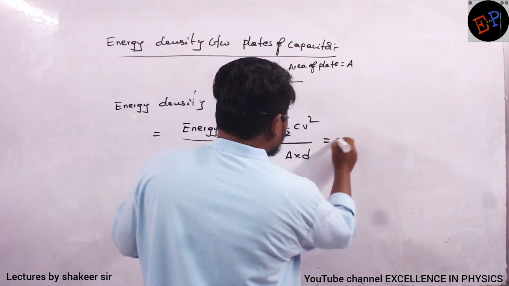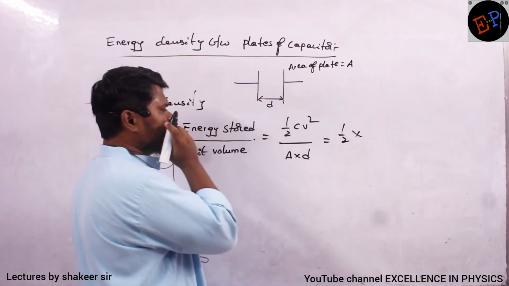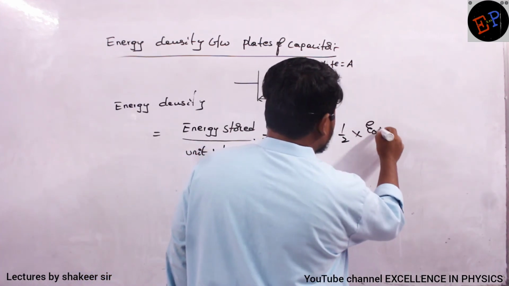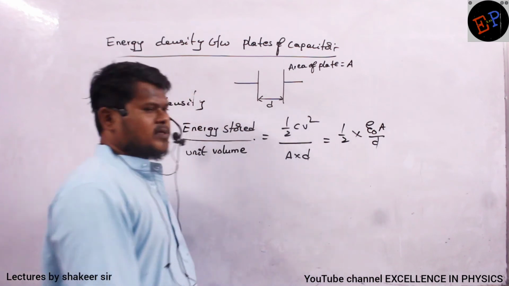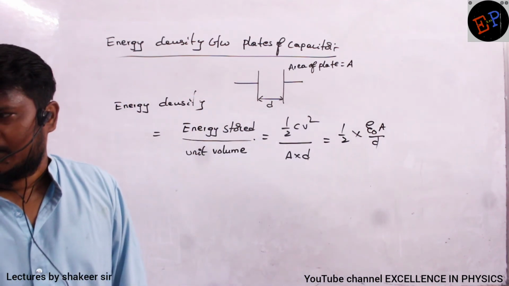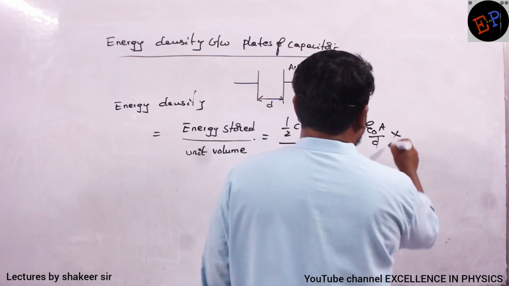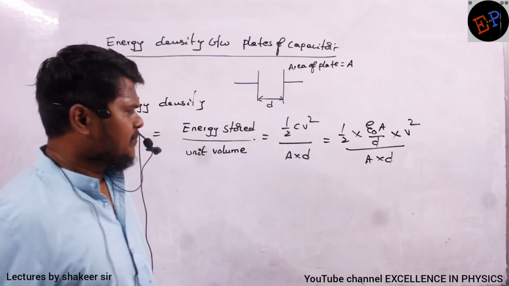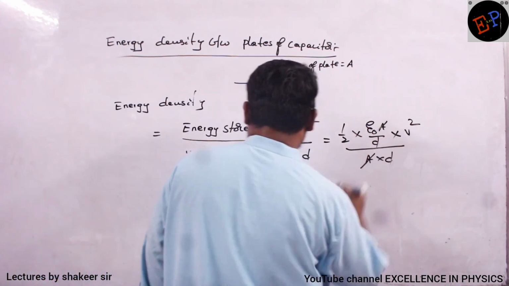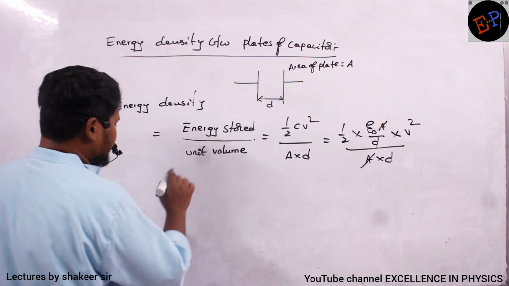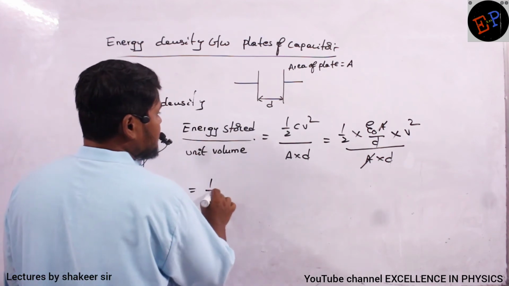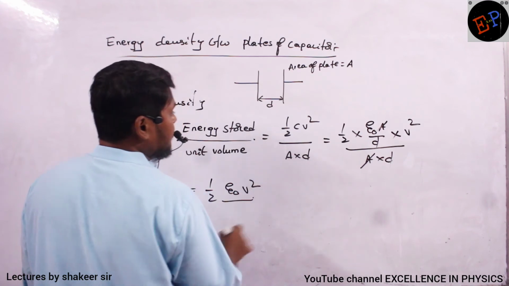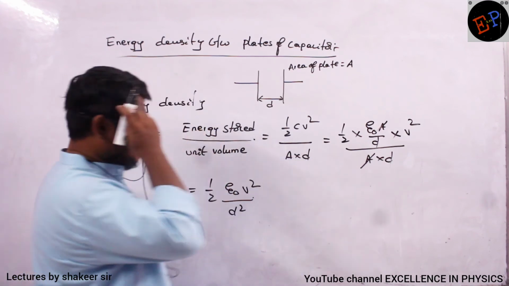So next, what is the equation to calculate capacitance of a capacitor? Epsilon naught A divided by D. This is the equation, no? Epsilon naught A divided by D, multiplied by V square divided by A into D. So I got the relation up to here. Okay, so I will do one thing: I will cancel area and area. So therefore energy density, which you can write as mu also, is equal to half epsilon naught V square divided by D into D, which is D square. I can write like this also.